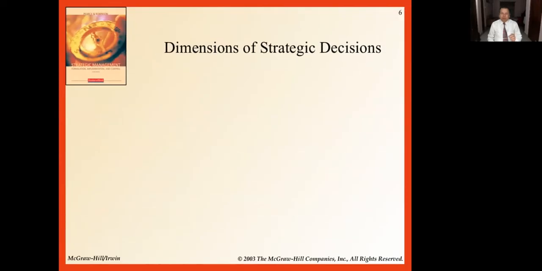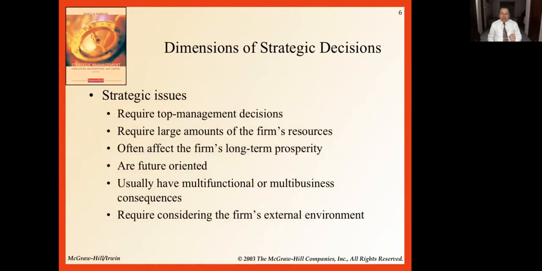What are the dimensions of strategic decisions? So you have strategic issues that require top management decisions, that require large amounts of the firm's resources, often affect the firm's long-term prosperity, are future-oriented, and usually have multifunctional or multi-business consequences. And they require considering the firm's internal and external environment.